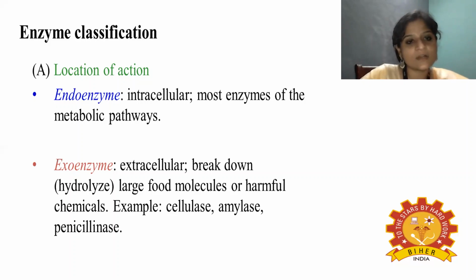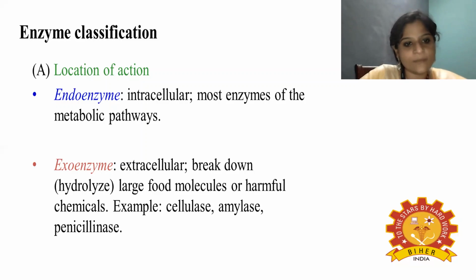So where the enzyme action is going to happen. First, based on the location of action, the enzyme is classified into endoenzyme and exoenzyme. So let us take this endoenzyme. They are intracellular, as the name is suggesting. In endo, the intracellular, most enzymes of the metabolic pathways. So the enzymes that are involved in the metabolic pathways, they are endoenzymes.